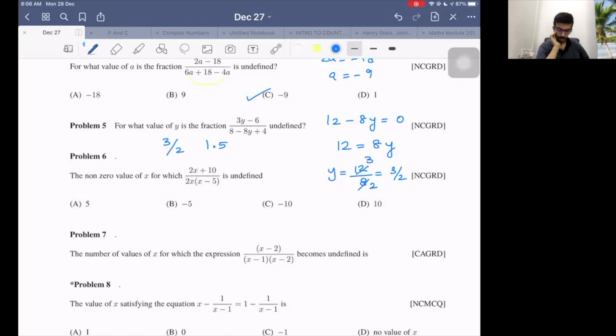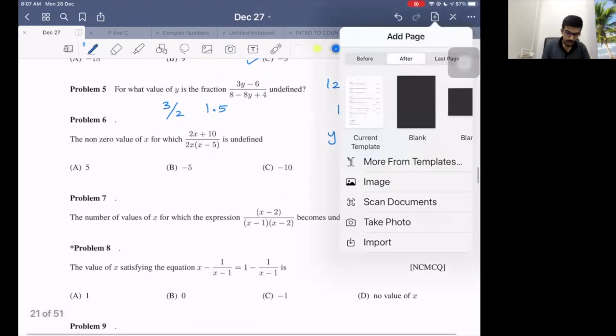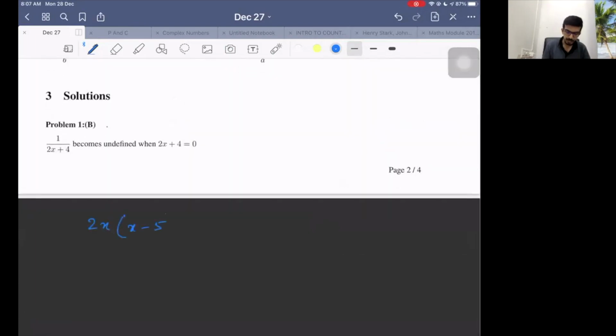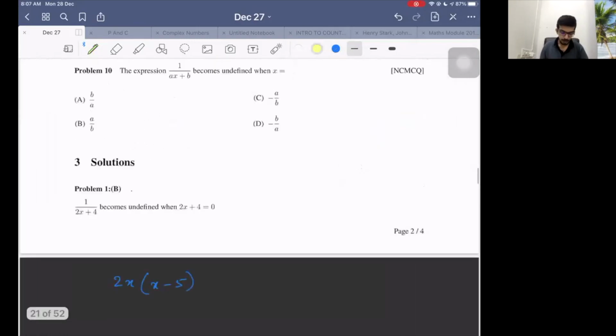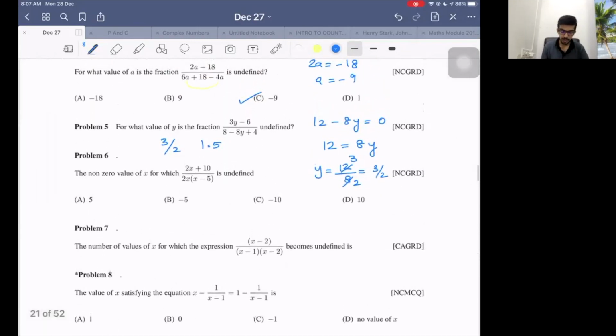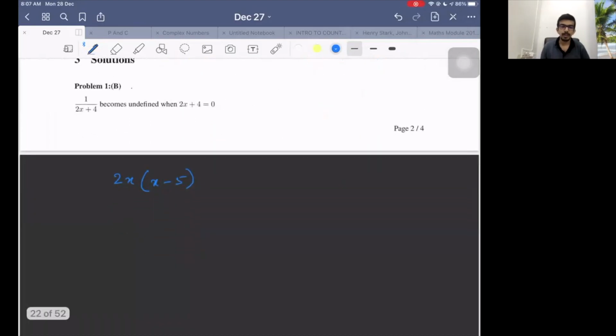So next question. The non-zero value of x for which (2x + 10) divided by 2x into (x - 5) is undefined. Again, the idea is you have to equate the expression in the denominator to 0. But there's a catch. In this question, it's not a linear expression. There are two factors being multiplied in the denominator: 2x into x minus 5.